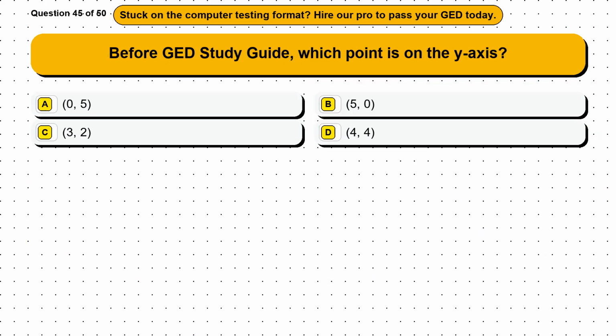Question 45. Before GED Study Guide, which point is on the y-axis? Option A, (0, 5). Option B, (5, 0). Option C, (3, 2). Option D, (4, 4).